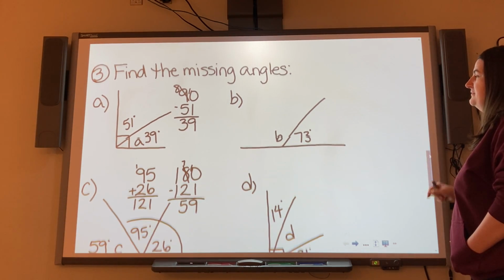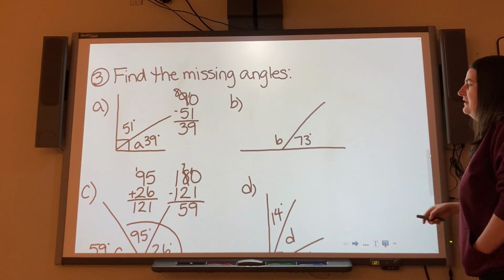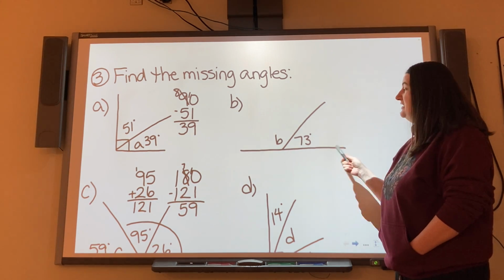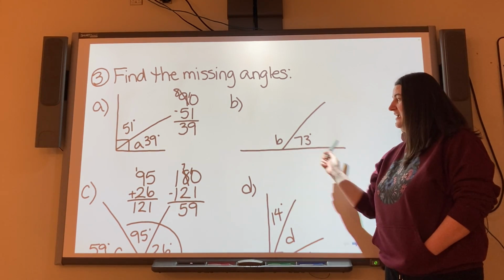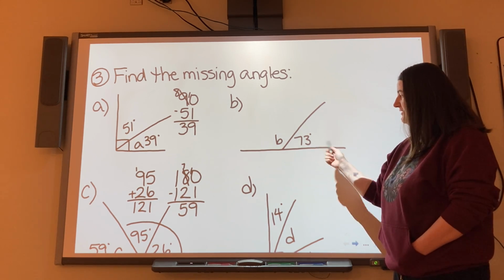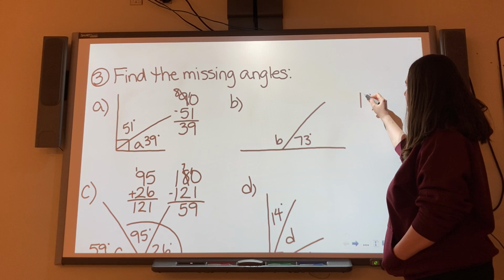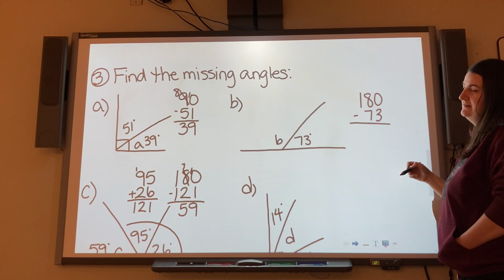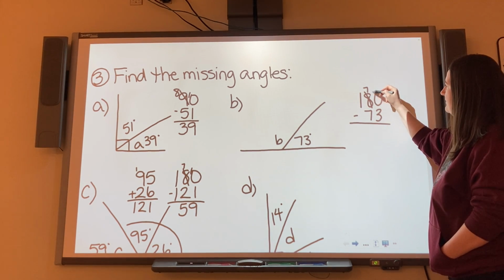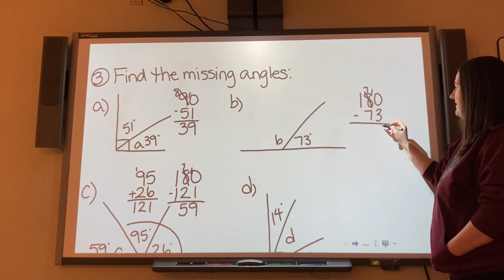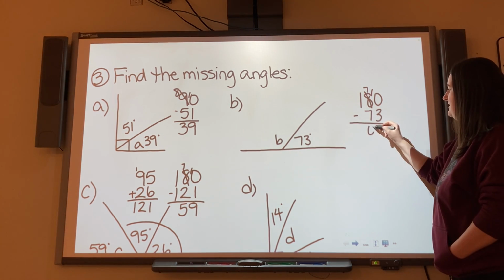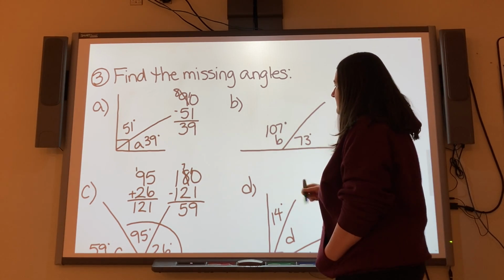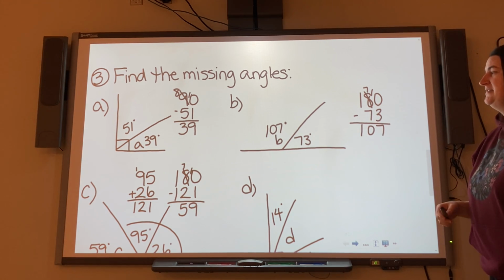And then turn the page. So find the missing angles on the diagrams. We did A yesterday. So now we'll do B. We know that a straight line is 180. So if I take 73 away from 180, I'll find the missing angle. Do I have to borrow? Yes, I have to borrow. So 10 minus 3 is 7. 7 minus 7 is 0. 1 minus nothing is 1. So I know that angle B is 107 degrees. There's my missing angle, and now I'm done with that diagram.